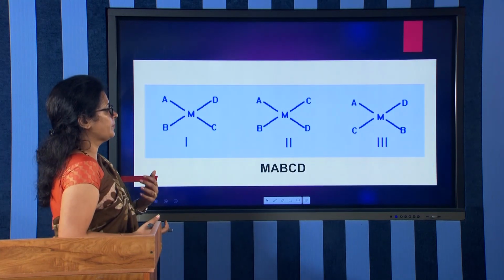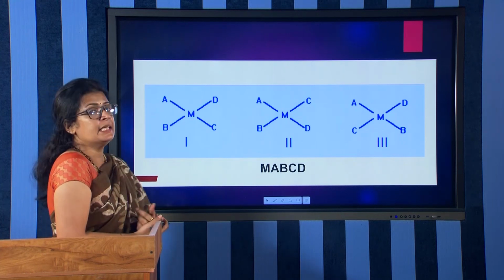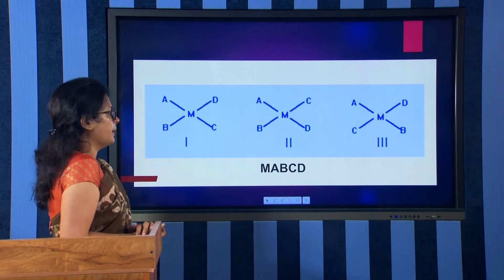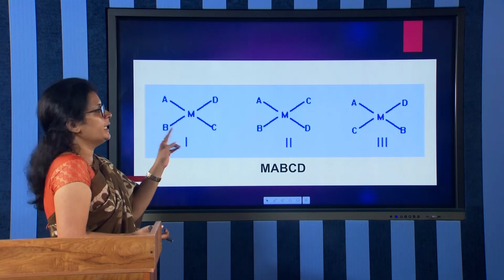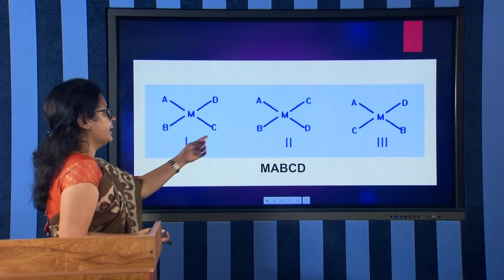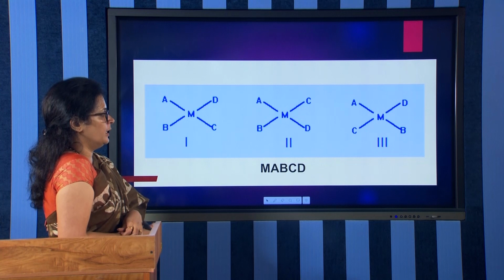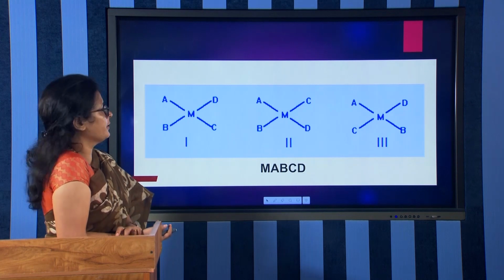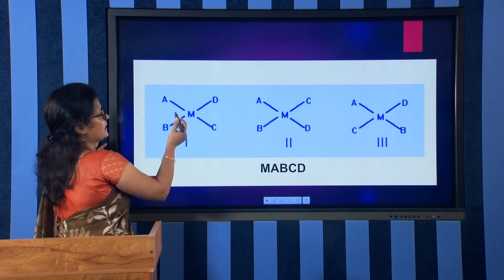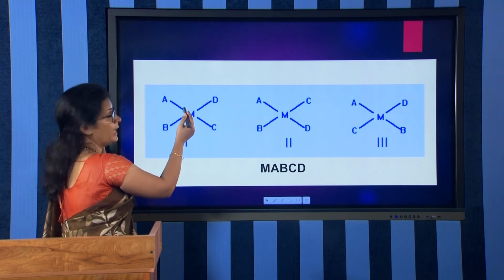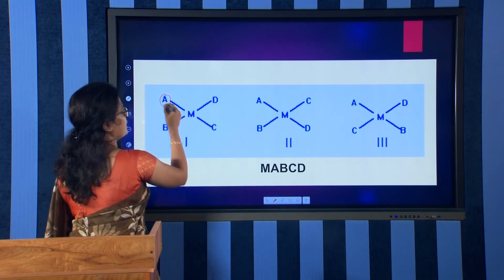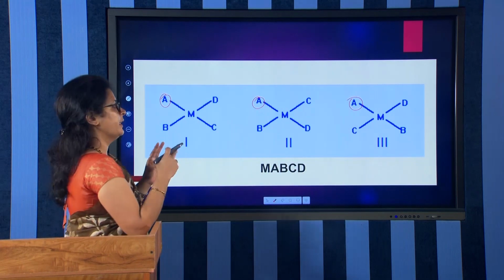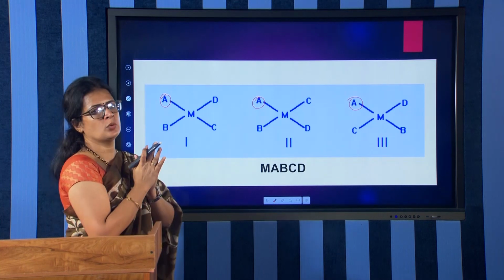And now coming to the third type, that is MABCD. MABCD means central metal atom and all the ligands are different. That will be showing 3 types of geometrical isomers, and they are represented like this. And you may be thinking how it will show geometrical isomerism. I can say these are the geometrical isomers because actually I am fixing one position. A will be fixed in all the cases. With respect to A, the spatial orientation is different. That is why I can say 3 geometrical isomers are there.